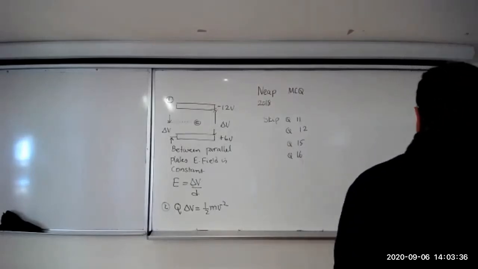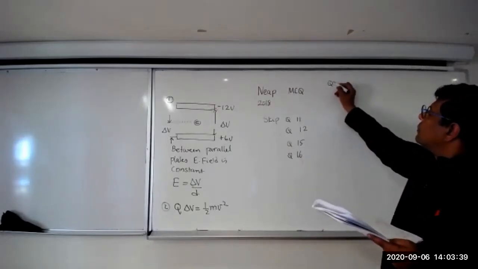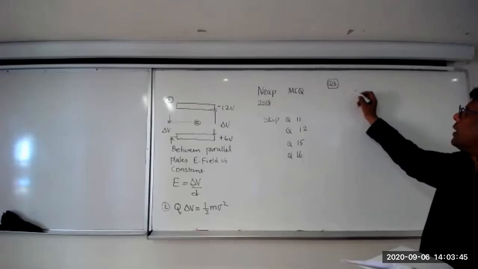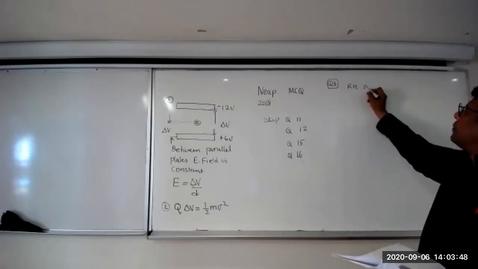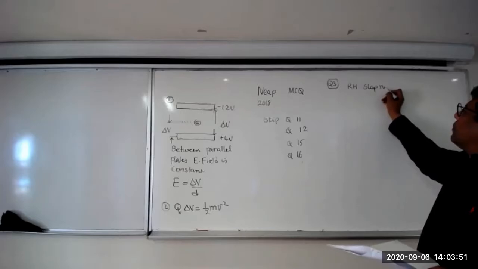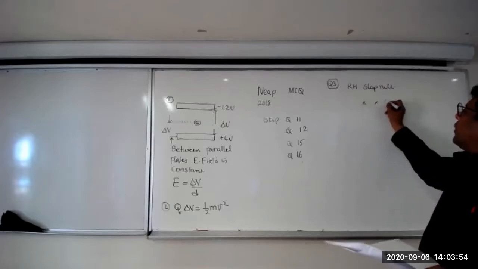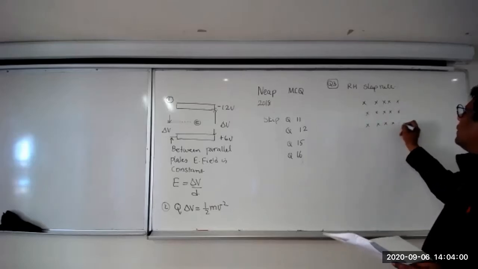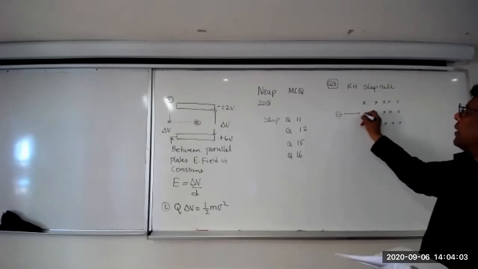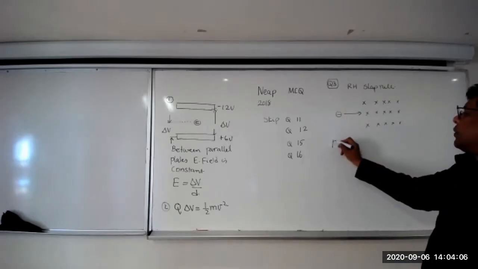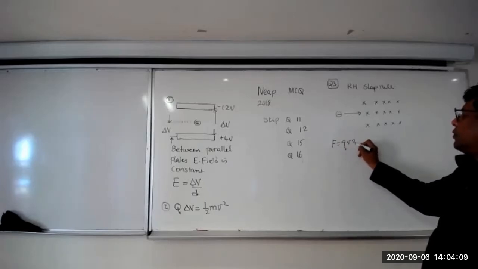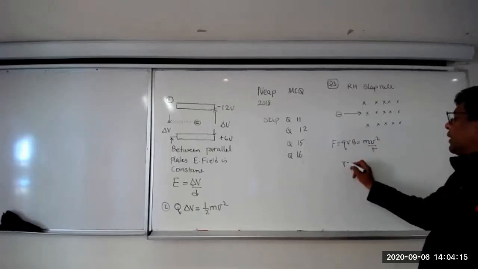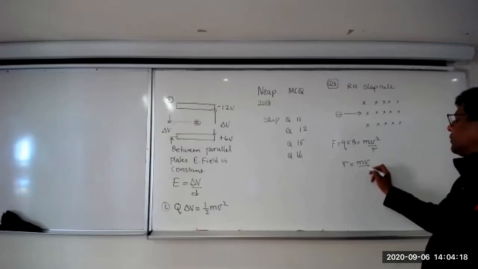Question 3. So question 3, you had used the right-hand slap rule. For the electron coming into the magnetic field is into the board. If the electron is coming that way, it's going to experience a force. That force will become a centripetal force. So if you want to find the radius, it will be given by this equation.